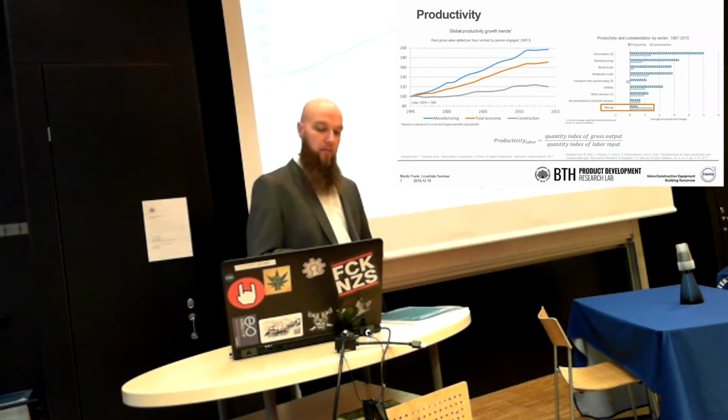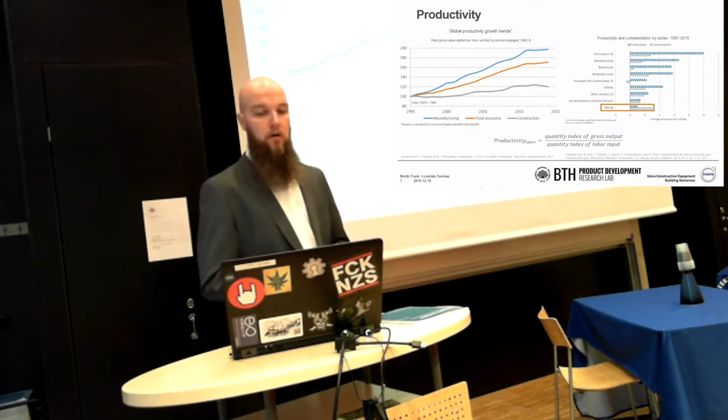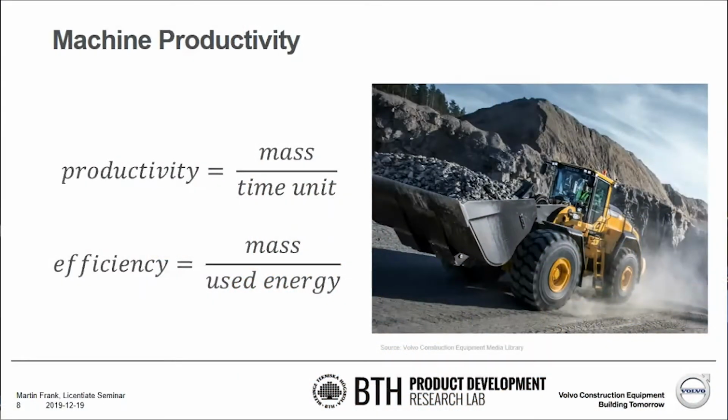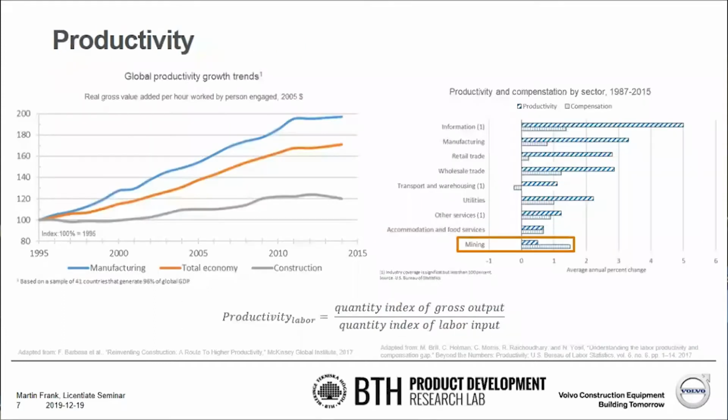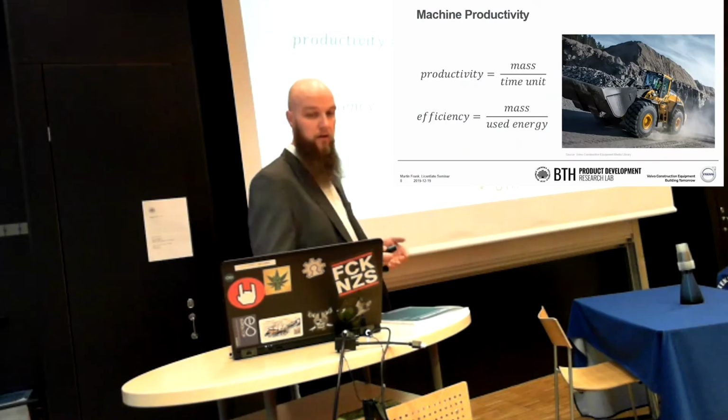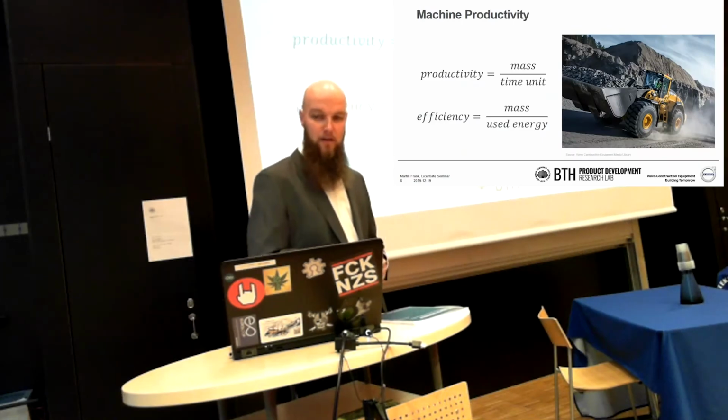When we internally define productivity, we very often talk about machines, and there productivity is defined as mass per time unit, and then we can also derive efficiency, which is mass per used energy. But keeping this in mind, we know that if we reduce the labor number, we can maybe increase the productivity, and this is what a lot of people think would be nice. So they would like to drive autonomy as a key driver to increase productivity for the whole industry sector. But I challenge that a little bit.